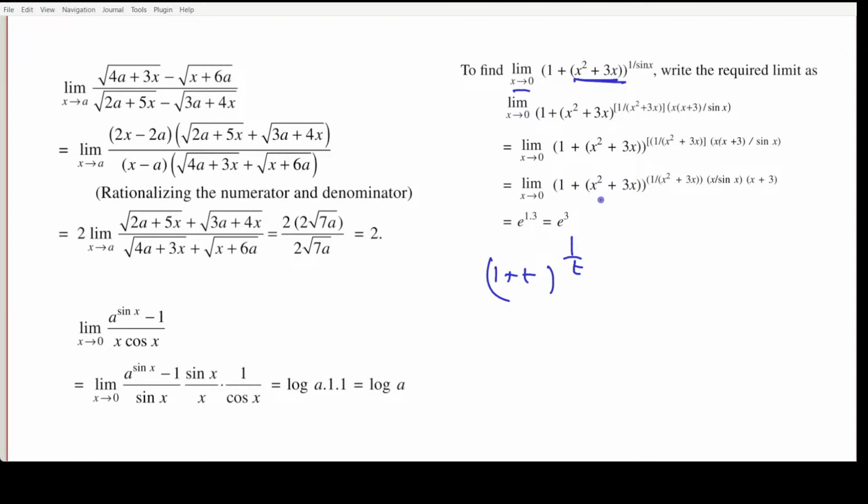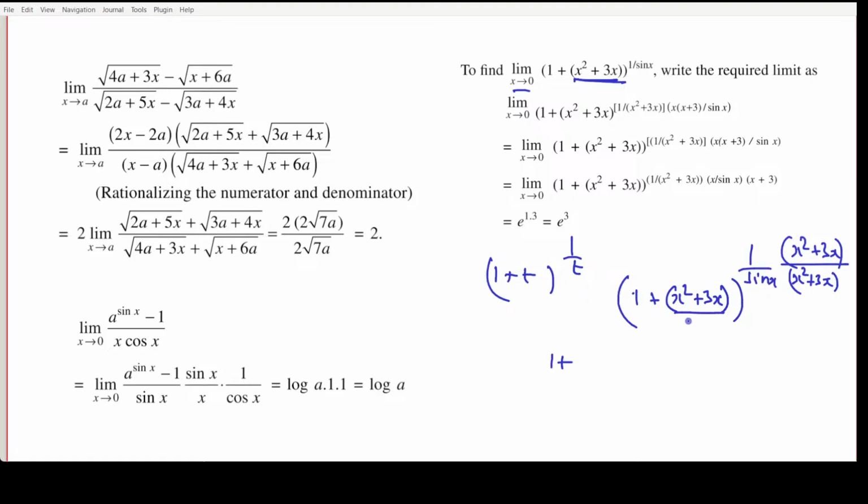Okay, sir. Agreed? Now, this one: x square plus 3x, whole power 1 by sin x. Now I want 1 by t. Let's say this is t. I want some x square plus 3x here. So for that, I am multiplying like this. I can do this, no? Yes, sir. Now I am just rewriting this.